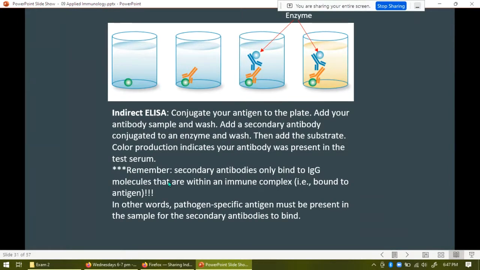So a reminder here that secondary antibodies only bind to IgG molecules that are within an immune complex, meaning that they're bound to antigen. So in other words, pathogen-specific antigen must be present in the sample for the secondary antibodies to bind. Now this should say pathogen-specific antibody.